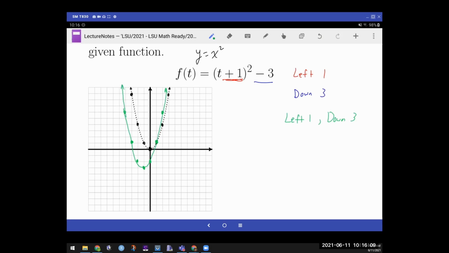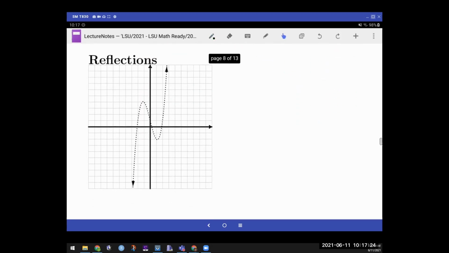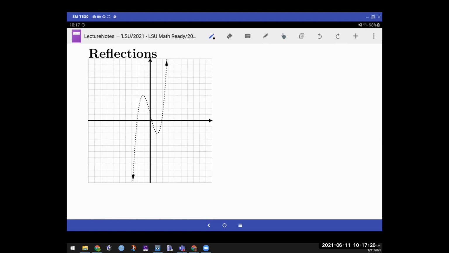So there's the sketch of the graph after the transformation. Reflections, that's the next type of transformation that we'll talk about. Those are the two most common, by the way, that you'll see. Well, maybe not the most common, but anyway, here's reflection. Reflection refers to either a vertical reflection or a horizontal reflection.